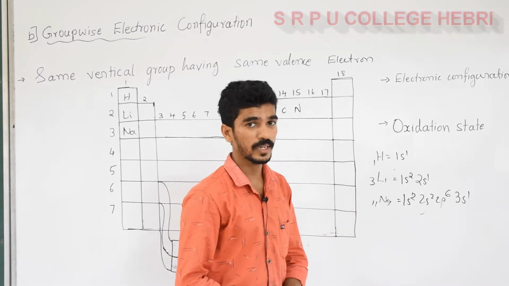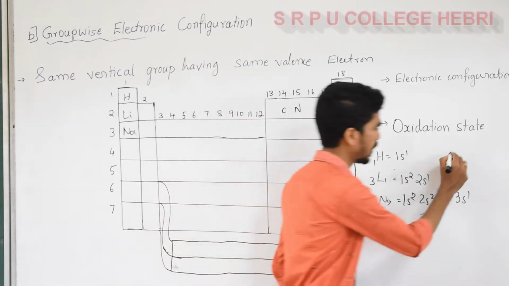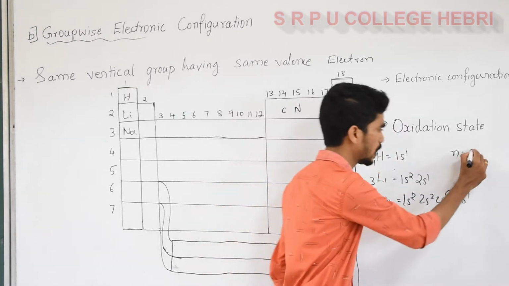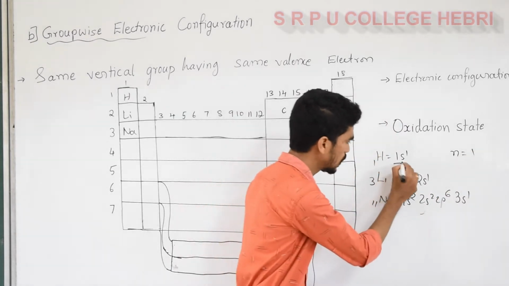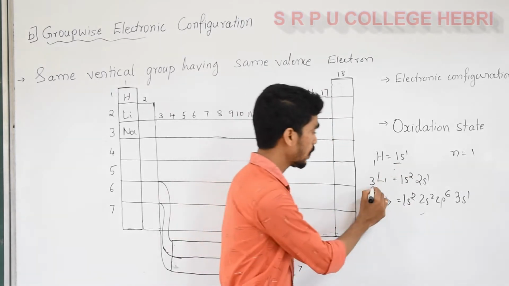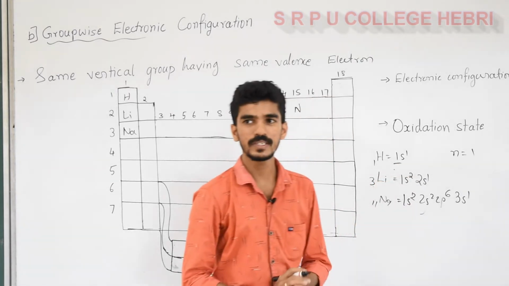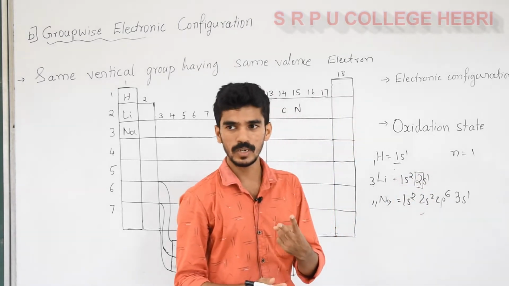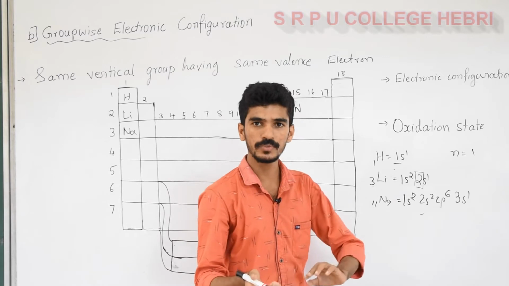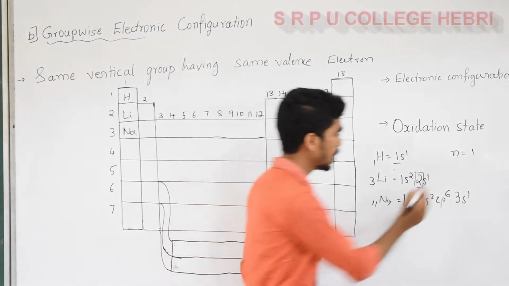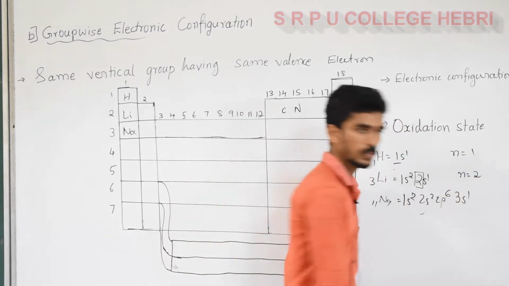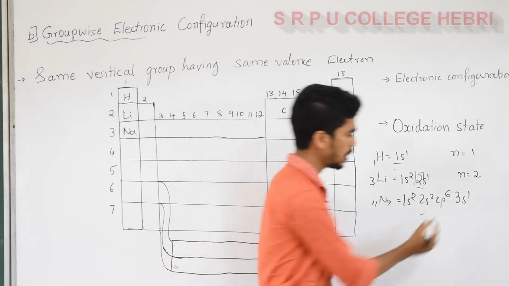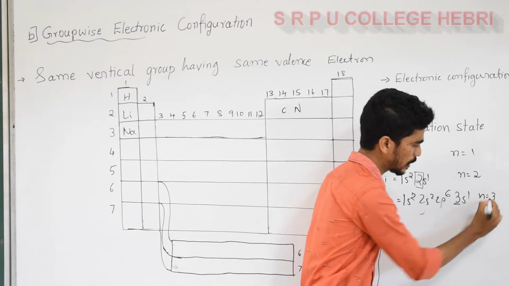Now find out the valence shell, which is the maximum n. For hydrogen, n equals 1 is the valence shell. For lithium, there are two numbers, 1 and 2, and the maximum is the valence shell, so n equals 2. For sodium, the outermost shell is n equals 3.